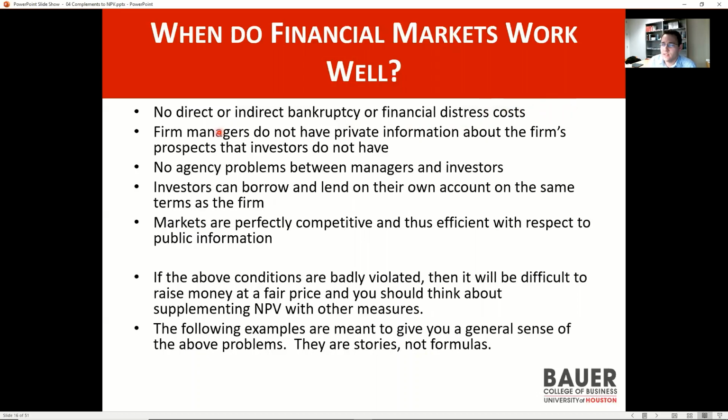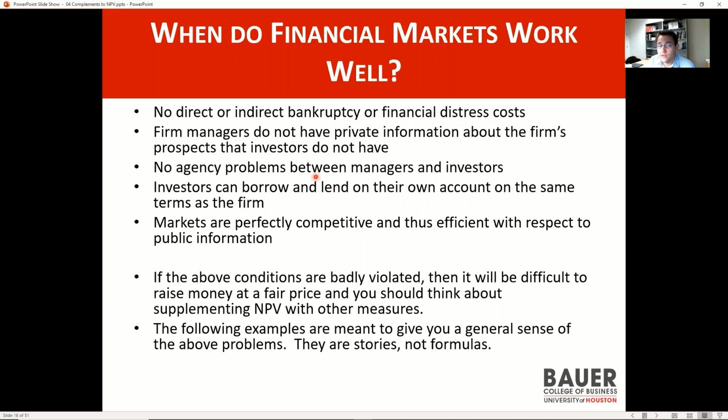Next assumption is about private information. In particular, the CFO or the CEO are not going to have private information about the firm that investors don't have. If managers have private information that investors don't have, then it may be hard to raise money at a fair price. So NPV may not be enough.